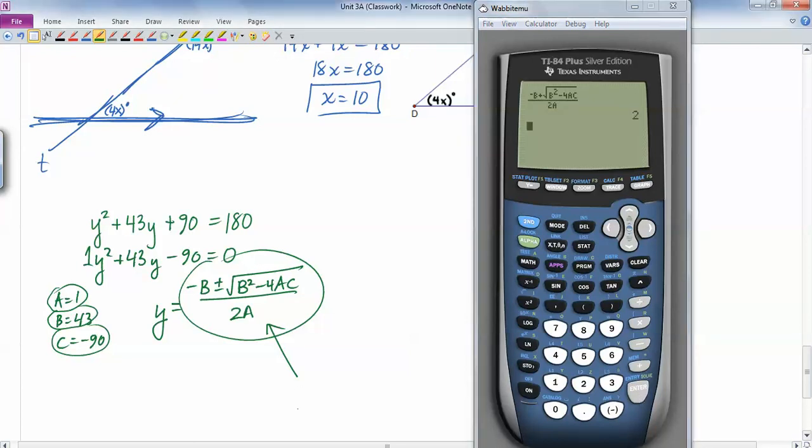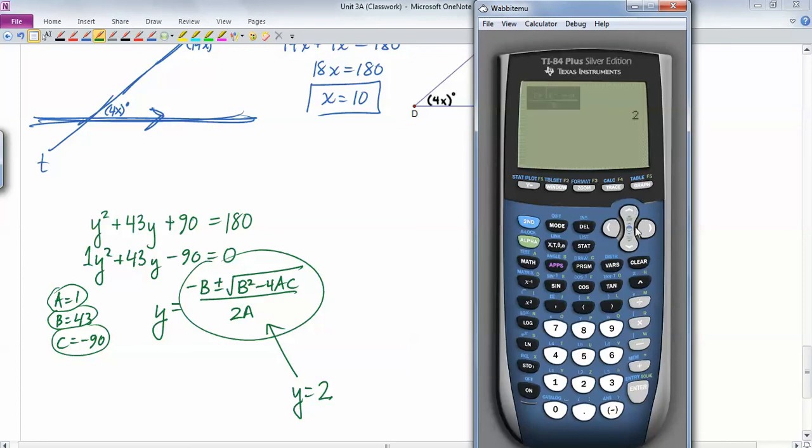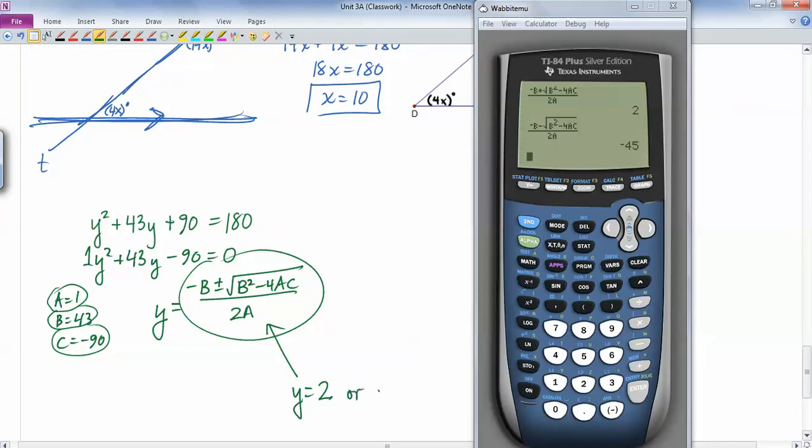So one of the answers we get is y equals 2. Now there's also the minus version down here. So if I come back up here and hit enter, it'll cut and paste it, and then I can just scroll over to the plus and switch it to a minus and hit enter. Negative 45. So the other answer would be y equals negative 45.